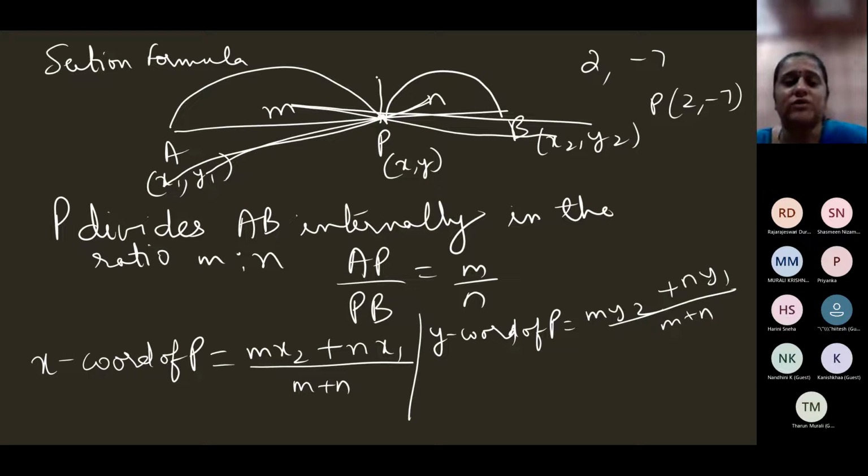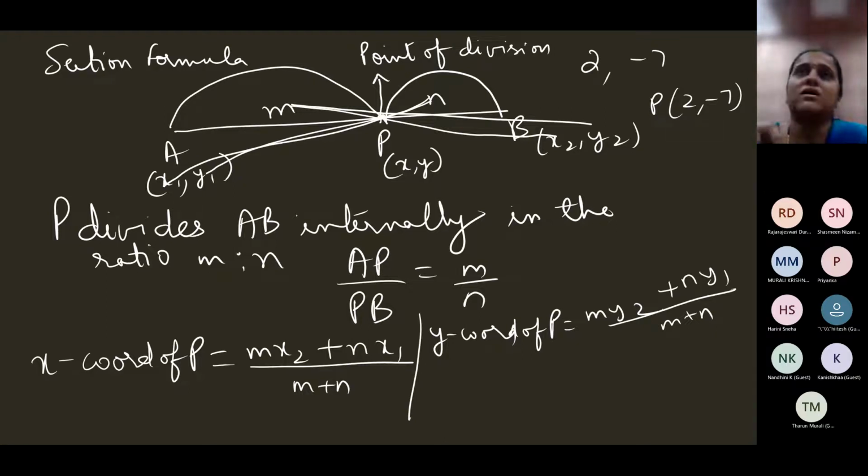P is called the point of division. The x coordinate of the point of division is (mx2 + nx1)/(m + n). And the y coordinate of the point of division is (my2 + ny1)/(m + n). So that is the direct application of the section formula.